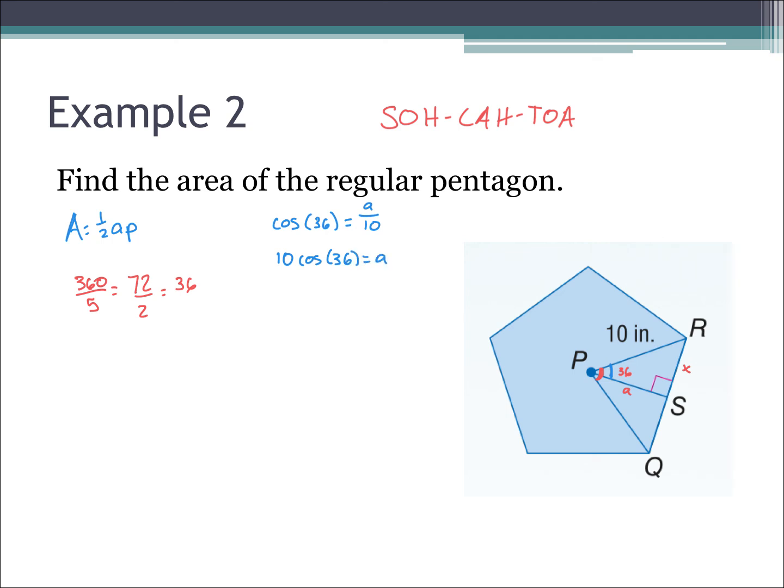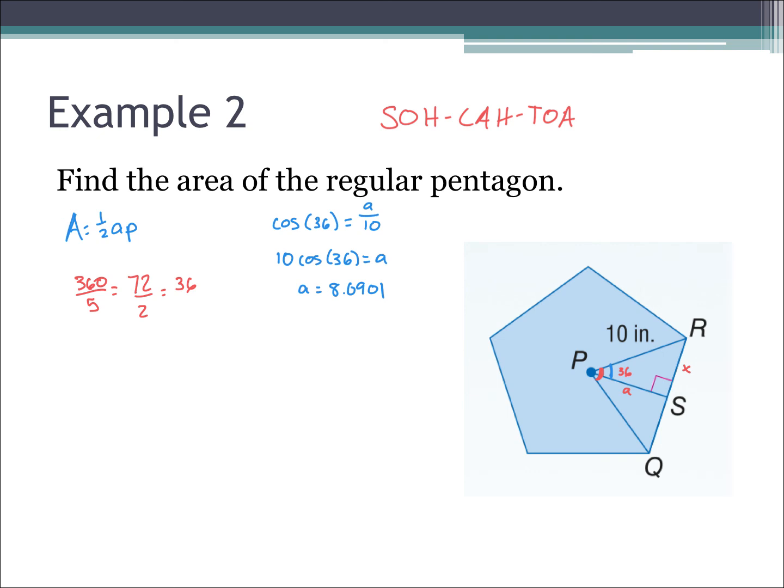Now I'm using my calculator off to the side. And you should have gotten that A is equal to 8.0901. Which is actually very similar to the last problem. It's not the same as the last problem, keep that in mind, but it is similar.